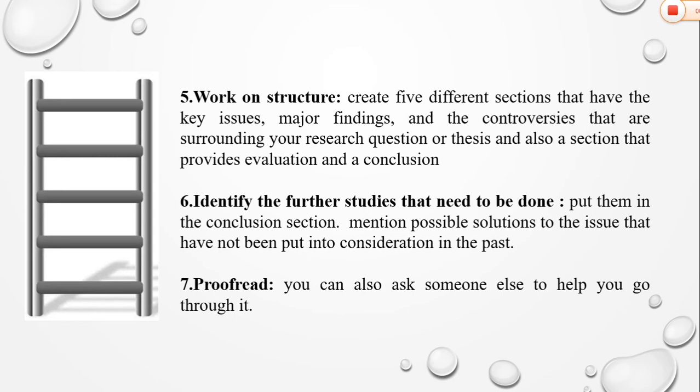The sixth step is to identify the further study that needs to be done. Put them in the conclusion section. Mention possible solutions to the issues that have not been taken into consideration in the past. And the last step, the seventh step, proofread. You can also ask someone else to help you go through it. These are the 7 steps to write the background of the study.